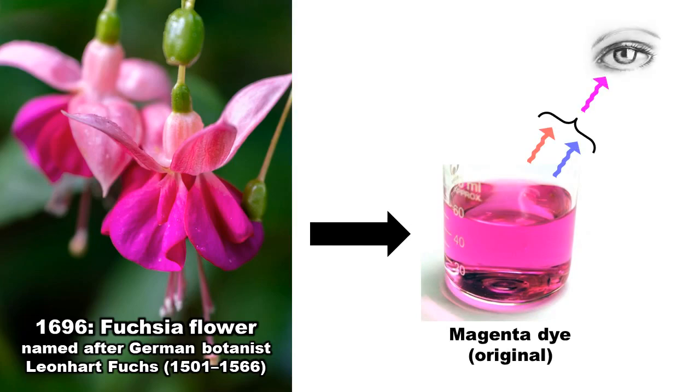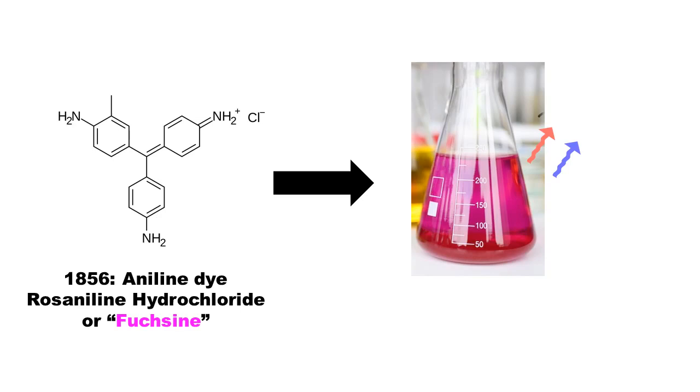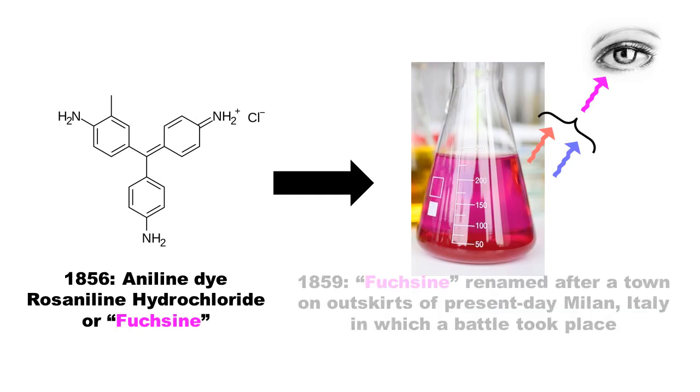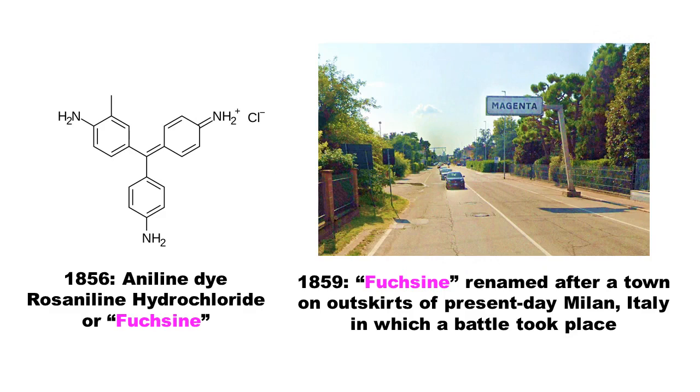The dye itself emits two wavelengths of light, one at the red end of the spectrum and the other at the blue end. In 1856, an aniline dye called rose aniline hydrochloride was created. It was also known as fuchsine, named after the flower. But 3 years later, fuchsine was renamed after a town on the outskirts of present-day Milan in Italy, in which a battle took place. The town is called Magenta.